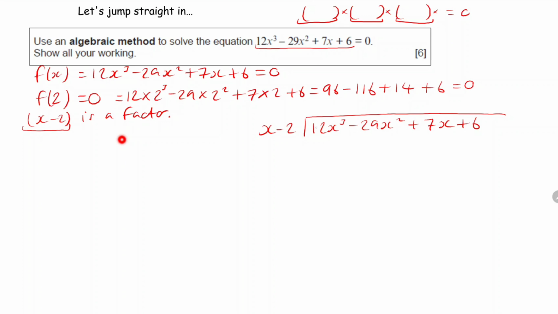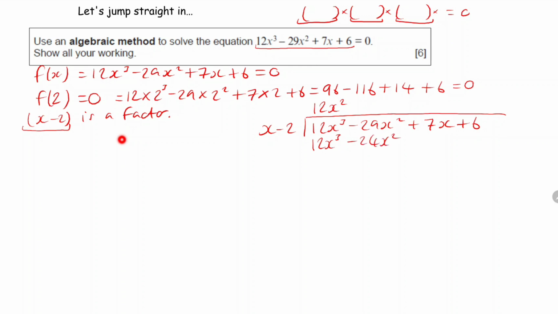We always start off with this x here and the 12x squared. So we divide 12x cubed by x, and that gives us a value of 12x squared. Now, if you want to check if that's true, if you times 12x squared by x, you get 12x cubed. Next step now is to multiply this value that we just had on the top by the x, which gives us 12x cubed. And then we multiply it by the minus 2, which gives us minus 24x squared.